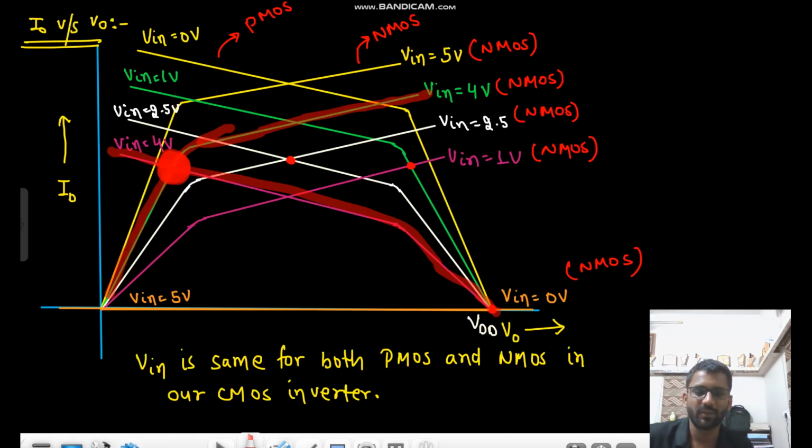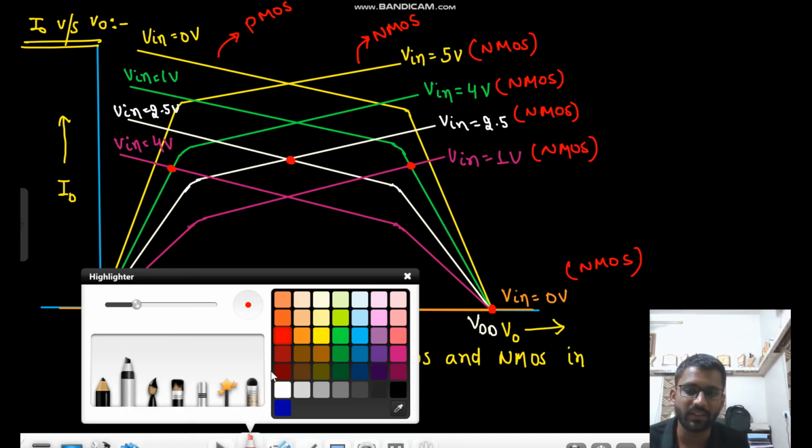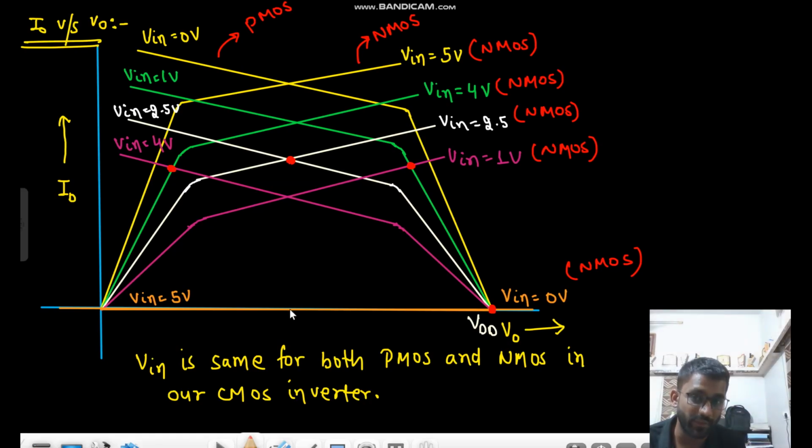Now for 1 volt we have talked about, okay. Now talking about 2.5 volt. This curve is for 2.5 volt. This is cutting right here, right? So what is V0 value? V0 value is something here, right? That is VDD by 2, and both are in saturation region.